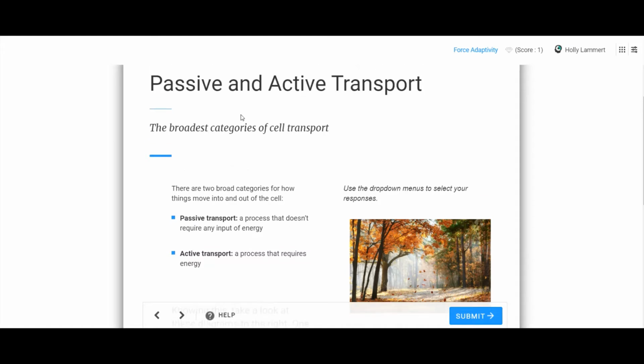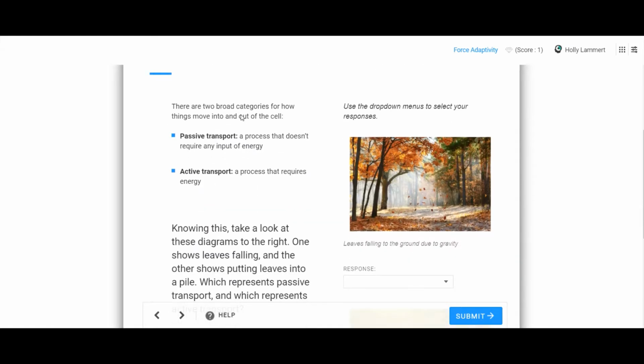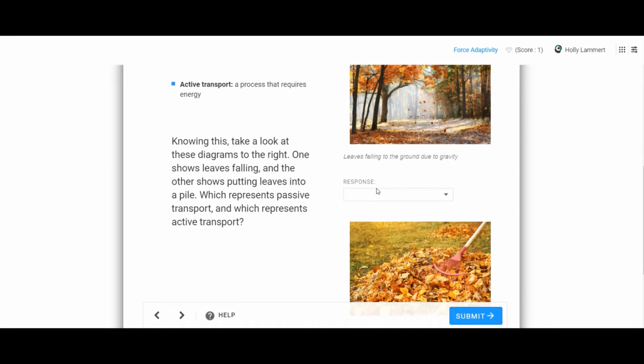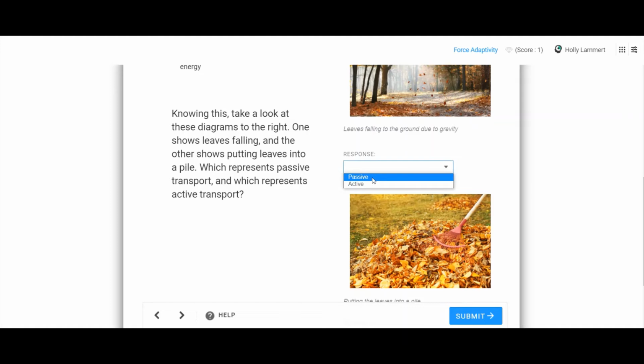The broadest categories of cell transport: we have two main ones. A good thing to take notes on here. Passive and active. One doesn't require energy and one does. Taking a look at the diagram to the right, one shows leaves falling and the other shows putting leaves into a pile. Which represents passive transport and which is active?